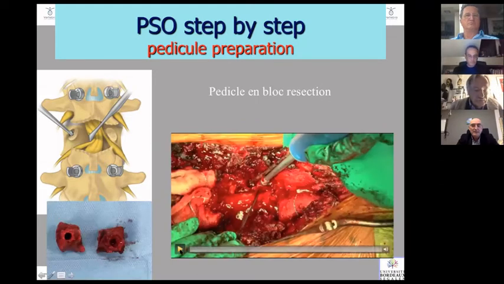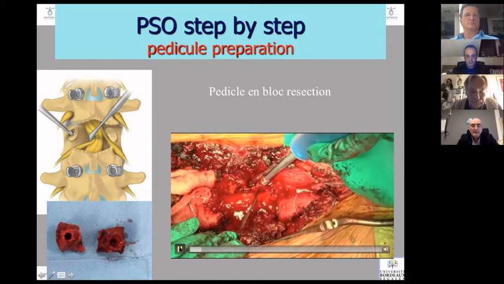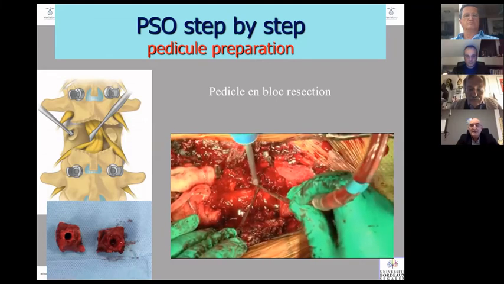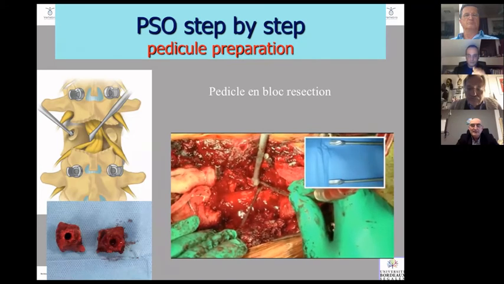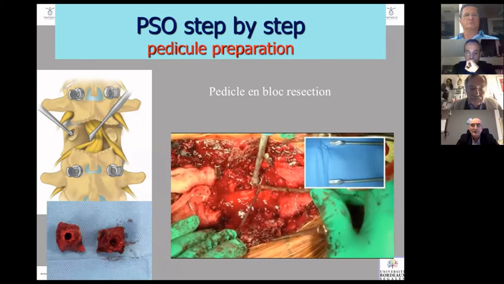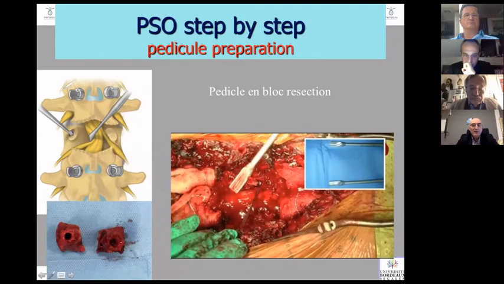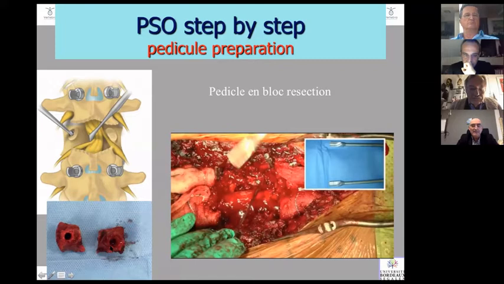So here I see we have some movie here. So after that, it is the time for the pedicle resection. It's an en bloc resection. So to do that, we use special osteotomes, because otherwise it would increase the post-op bleeding. So it's an angulated osteotome, as you can see here, circular or triangular, so that we can remove completely the pedicle in one piece, as you can see here, so that you limit the bleeding, but you remove already a very nice piece of bone on both sides.